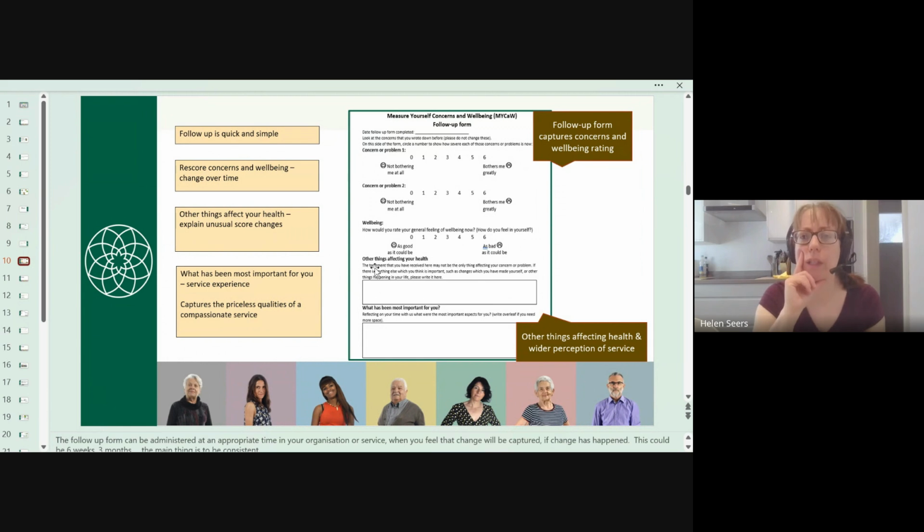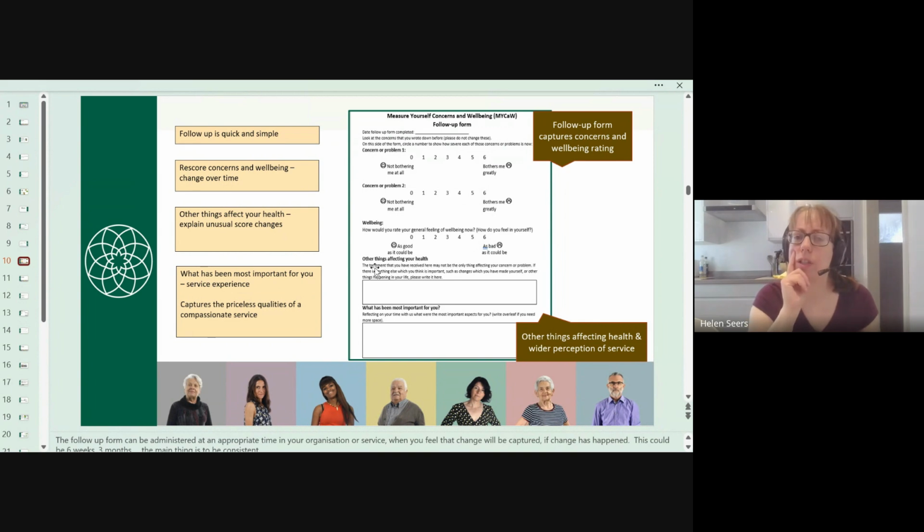So follow-up is quick and simple because you're just basically saying, how's it going now? And you can track the number scores change over time. That's the whole point of it. There are the 2 extra questions at the end. One is really interesting. What other things are affecting your health?